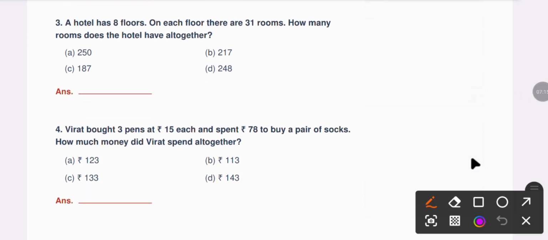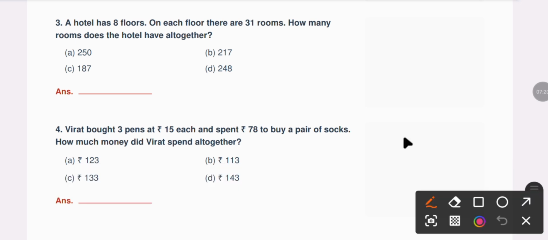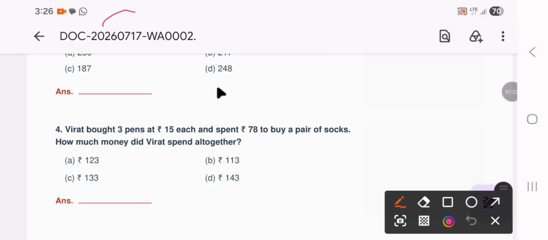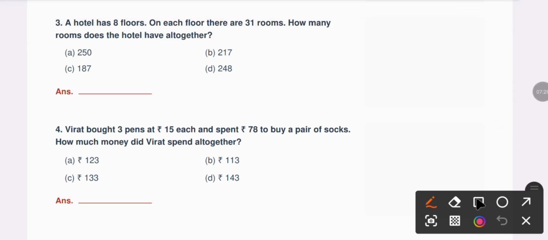Next question. A hotel has 8 floors. On each floor there are 31 rooms. How many rooms does the hotel have altogether? Okay, we can solve in this way.